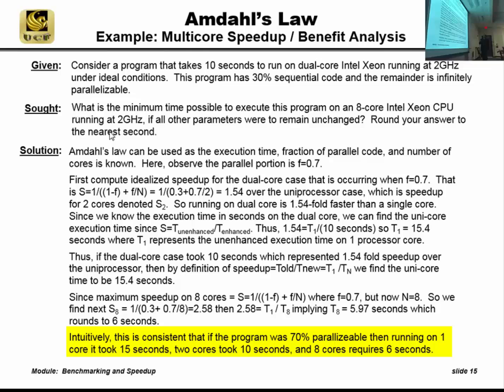So we always look at the numbers and see if they're at least intuitively consistent. On 2 cores, it took 10 seconds. So based on the fraction, we computed that it took 15 seconds on 1 core. On 8 cores, it took 6 seconds. Okay. We wouldn't expect it to take more than on 2 cores. Maybe we made an error in calculation or typing. So the numbers are reasonable, but we see this type of behavior when we increase the number of cores, it doesn't scale linearly, because we're only improving some fraction of the total time.